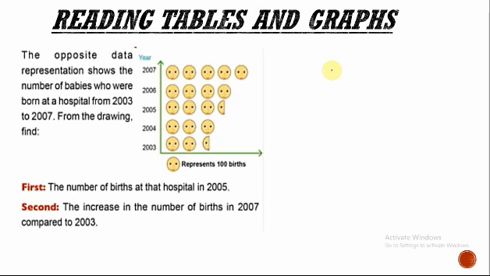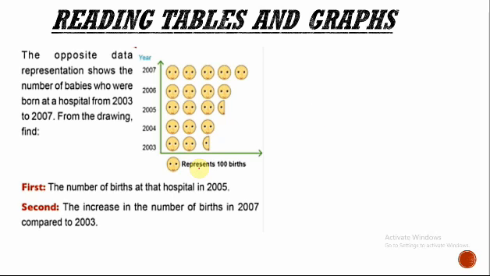This question, the opposite data representation, shows the number of babies who were born at a hospital from 2003 to 2007. From the drawing, find: first, the number of births at the hospital in 2005. Second, the increase in the number of births in 2007 compared to 2003. Now, step by step, before we find, we need to understand the shape first.